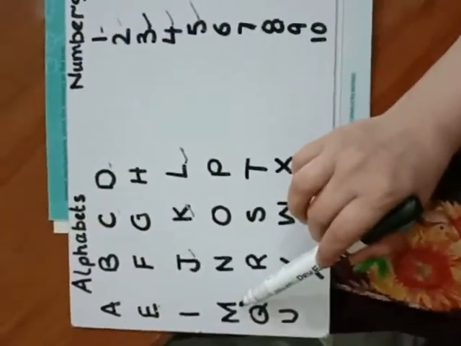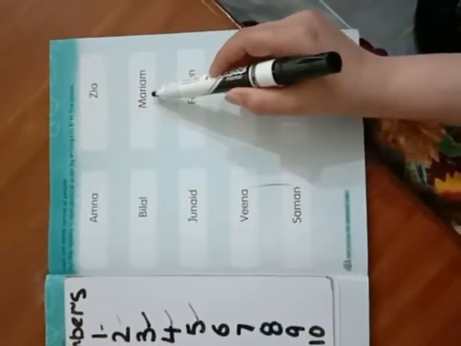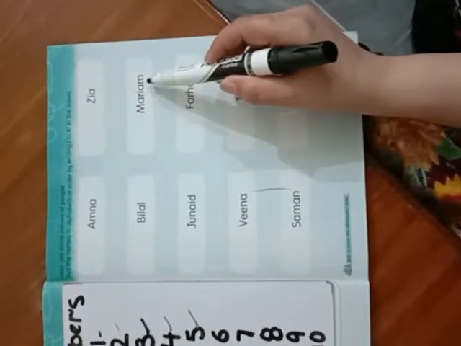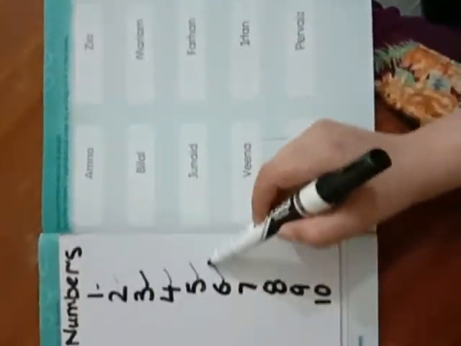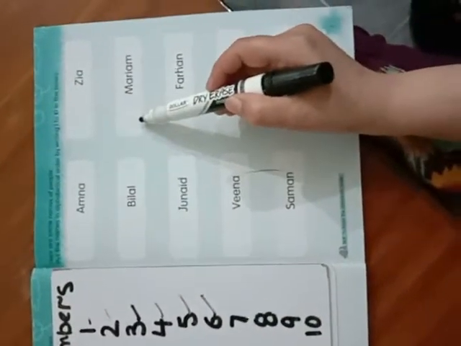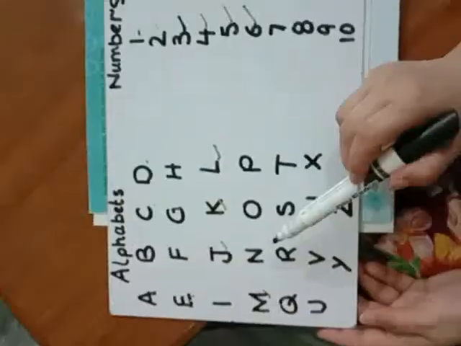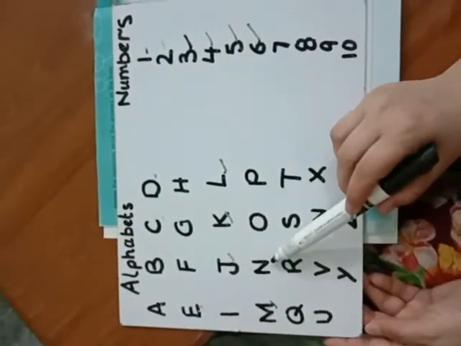Next alphabet, M. Any name starting? Yes, here it is Maryam. M-A-R-I-A-M, Maryam. Give it number 6. Here write number 6 in this box. Next alphabet is N. Yes, see? No, there is no name. Next alphabet, O. Any name with O?